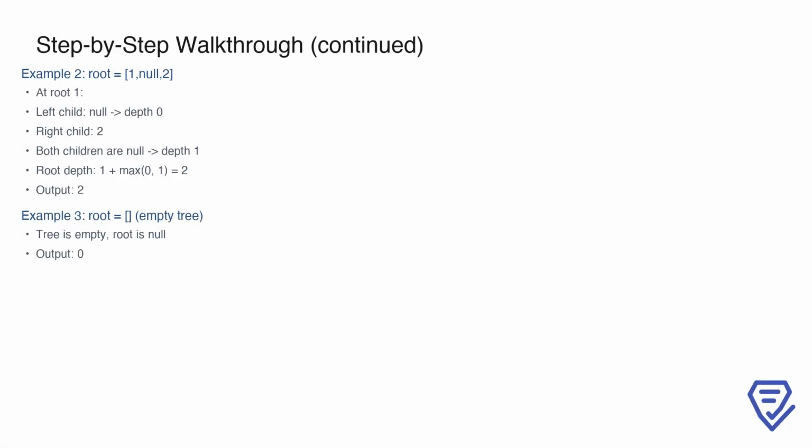Let's look at 2 additional step-by-step examples. First, for the input 1, null, 2, the root node is 1, which has no left child, resulting in a left depth of 0. The right child is 2, a leaf node, giving a depth of 1. At root 1, the maximum of left and right depths is 1, and after adding 1 for root, the total depth is 2. For an empty tree, the root is null, so the output is 0. These walkthroughs confirm our algorithm correctly computes the maximum depth in both typical and edge cases for LeetCode problem number 104.